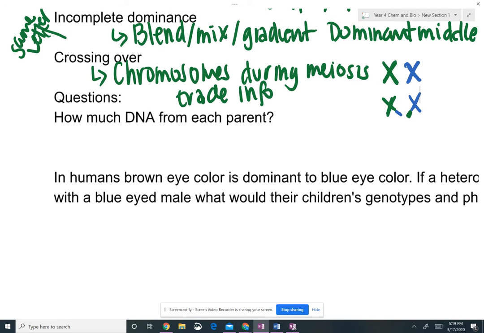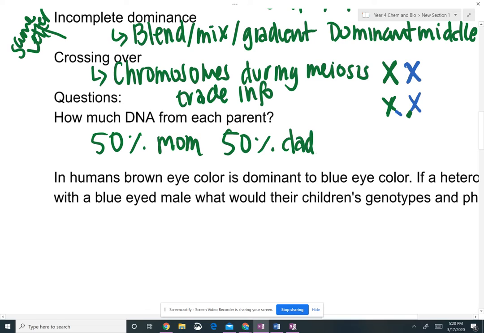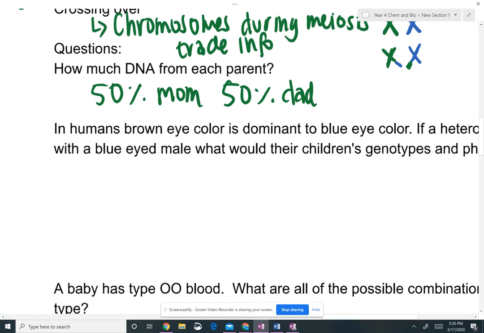Okay, DNA from each of your parents. From each parent, you get 50% mom and 50% dad. That's one reason why you don't look exactly like one parent or the other. You may have inherited some dominant traits from your mom and some recessive traits from your dad, so you might look more like your mom than your dad. But no matter what, you get 50% from mom and 50% from dad. That's because half of your DNA is in the egg and the other half is in the sperm.